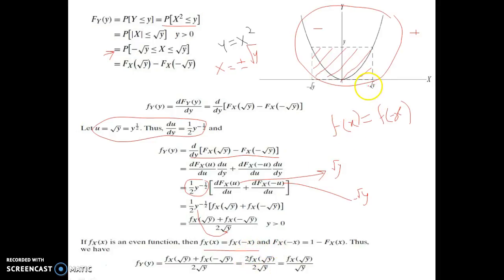I made a slight mistake here. This is not an even function. Okay, the PDF must be an even function. This is not the PDF. This is the relationship between y and x. This is not the PDF.